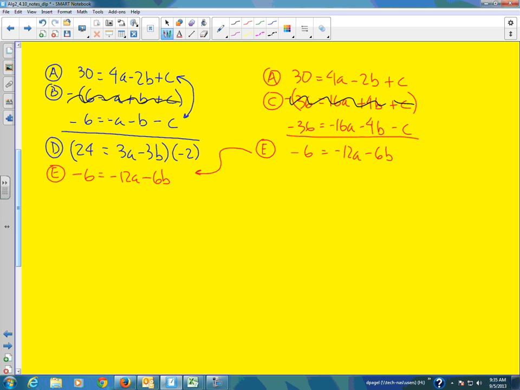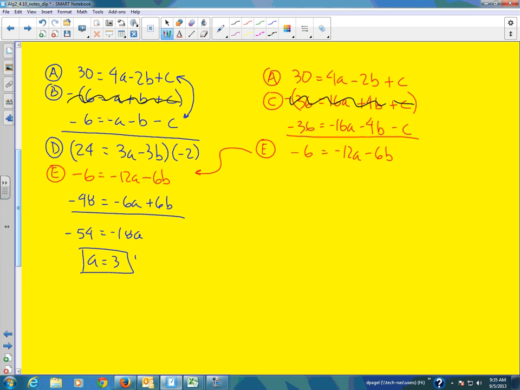So 24 times negative 2 is negative 48. 3a times negative 2 is negative 6a. Negative 3b times negative 2 is plus 6b. So I'm opting to eliminate my b's here. Adding, negative 54 equals negative 18a. Dividing by negative 18, we discover that a is equal to 3. Now it's a domino effect. I have A, so I will now go find B.